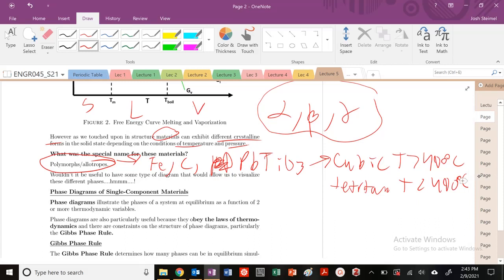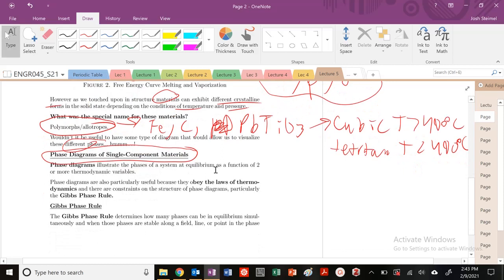So it would be really useful to have some type of diagram to show us the phase, i.e. a phase diagram. We're going to get into the phase diagram and the Gibbs phase rule next time for a single component material. So look forward to a fun lecture of phase diagrams and invariant points and all kinds of other cool things.